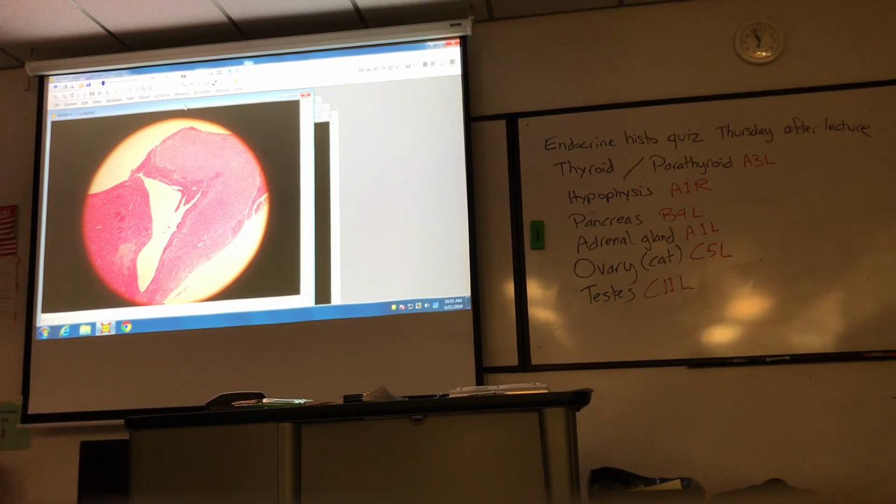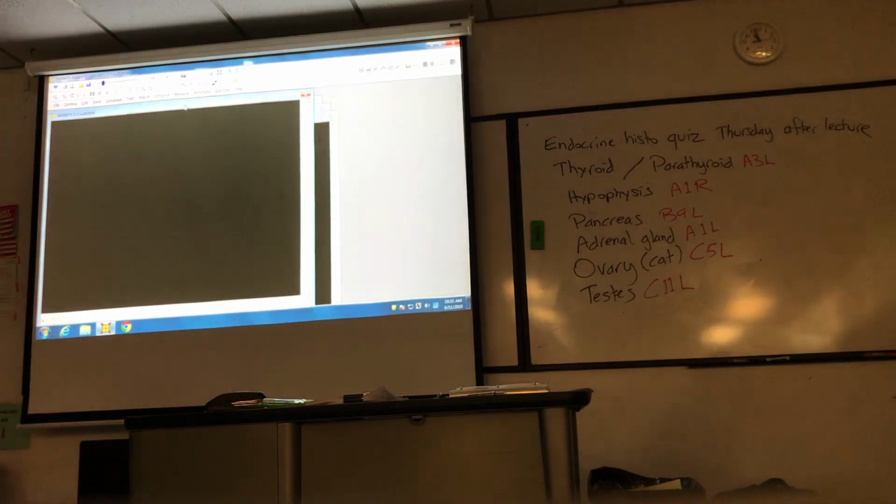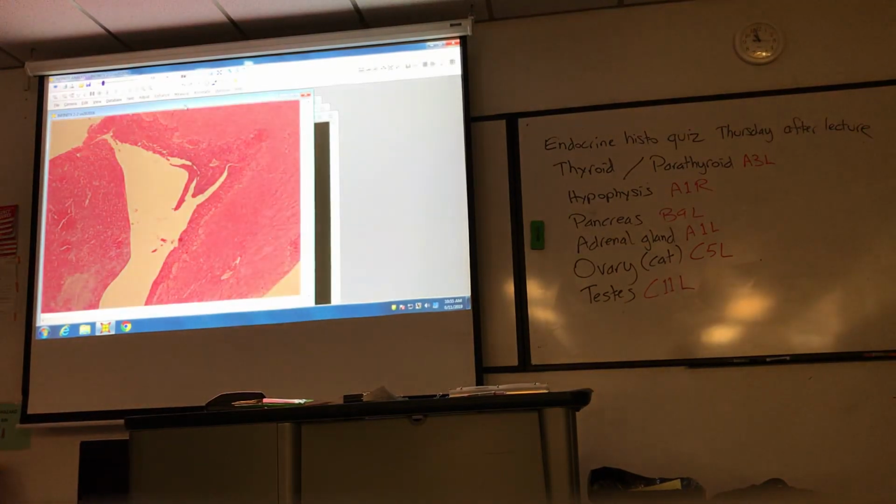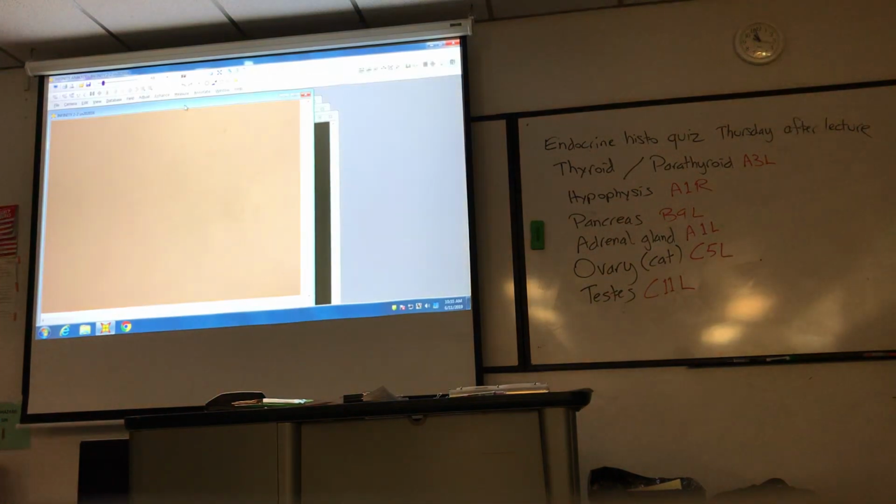Okay. Moving on. Hypothalamus done. About pancreas next? Okay. Now, I didn't teach pancreas, but it's pretty simple to deal with. You're just looking for those little clumps of cells that secrete insulin and glucagon.